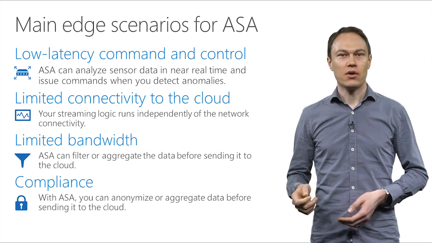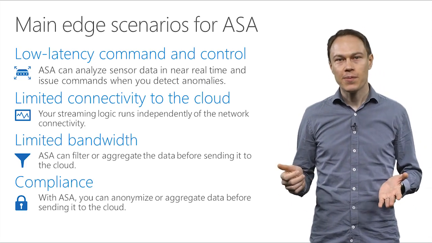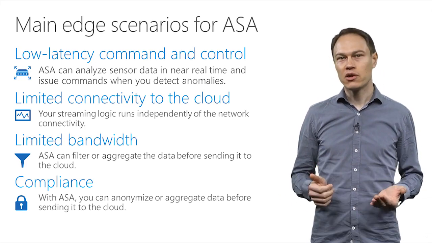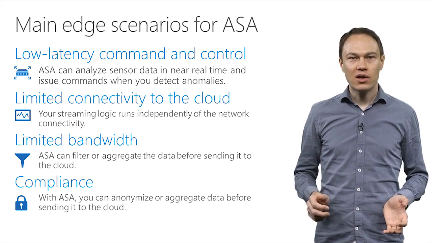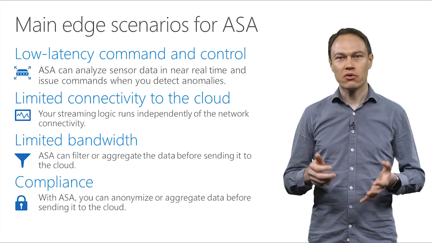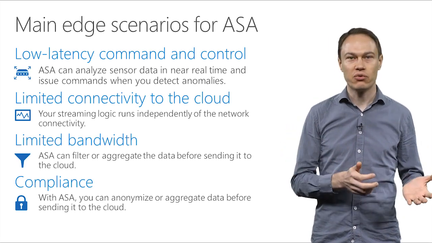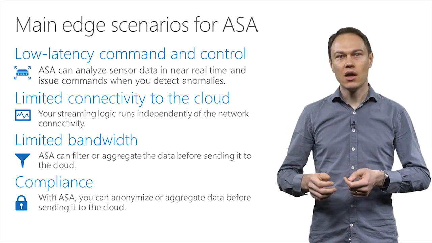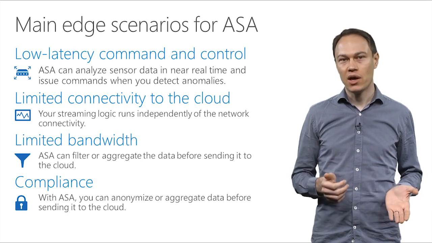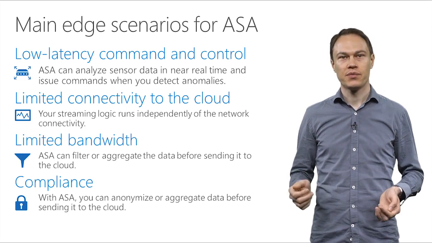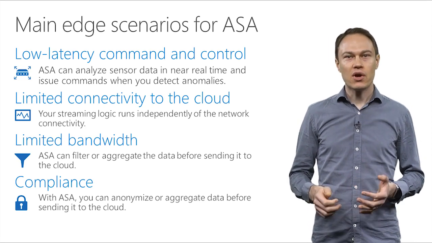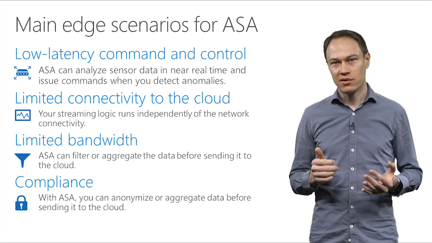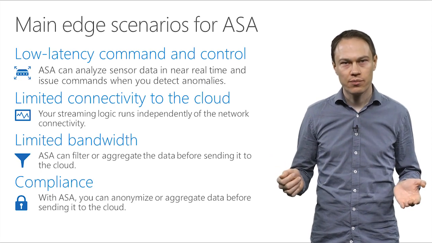For example, for offshore drilling or connected vessel, in this case, your streaming logic needs to run even if you are disconnected from the cloud. Similarly, if you have limited bandwidth, but the sensor generates a lot of data, such as manufacturing equipment or connected cars, ASA can filter or aggregate the data before sending it to the cloud. Finally, in compliance scenarios, you can filter, anonymize, or aggregate the data with ASA before sending it to the cloud.